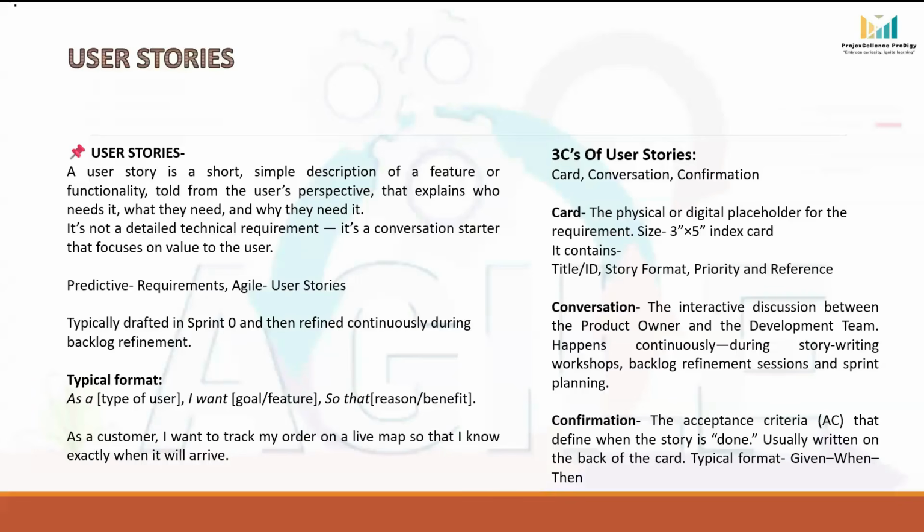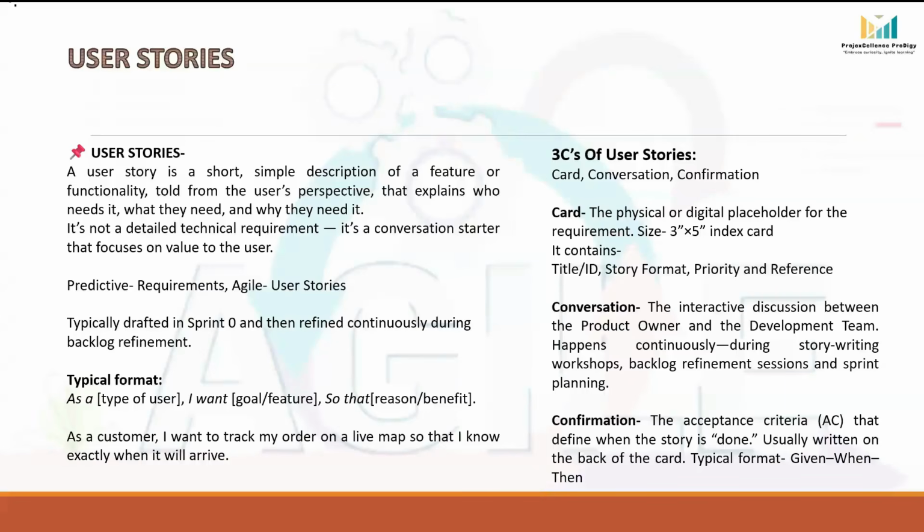Three C's of user stories. To really understand user stories, we have to break them down into three C's: card, conversation, and confirmation. What is the card? Think of this as a placeholder for the requirement. In the early agile days, it was literally written on a small 3 to 5-inch index card. Today, it could be in a software form like a Jira ticket or a Trello card.